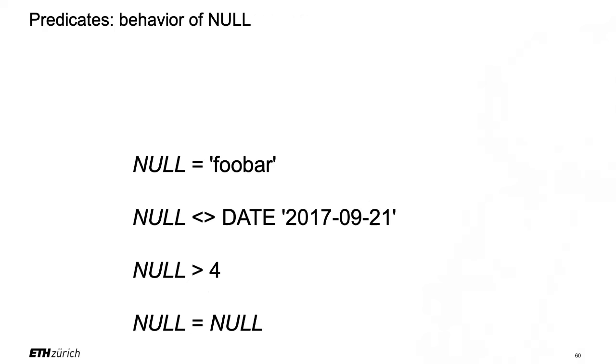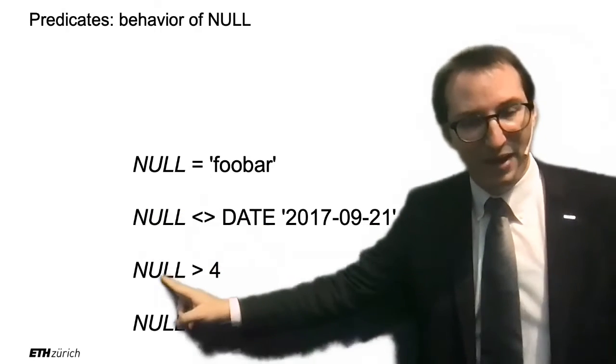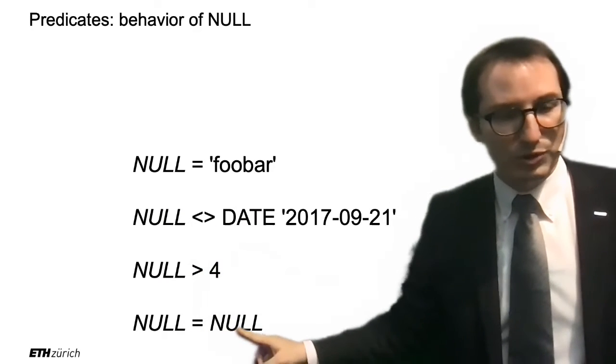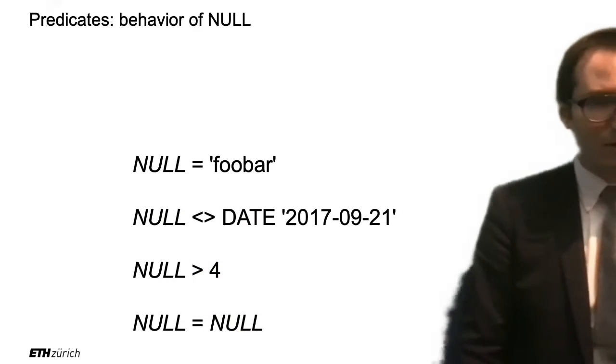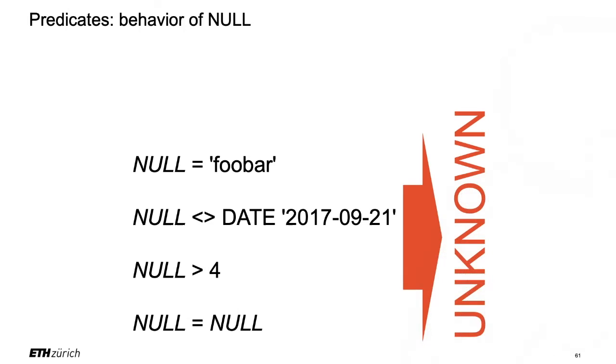Okay, so now to show you when a null can pop up. If you say null equals foobar, so imagine you have a column that has a value of null. Is it equal to foobar? That's going to return unknown. This is going to return unknown too. You don't know if it's different. You don't have it. Is null greater than 4? You don't know. It's also unknown. Null equals null is also unknown, right? So this is how you can get this unknown.